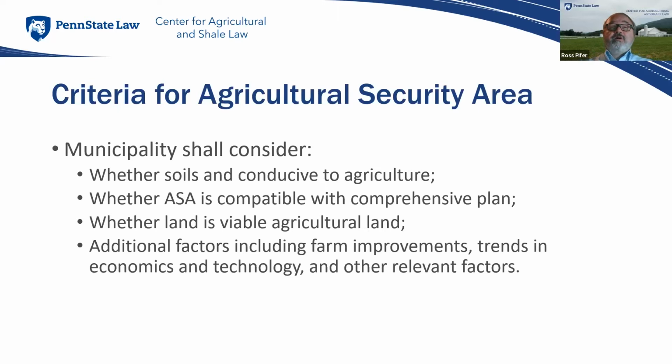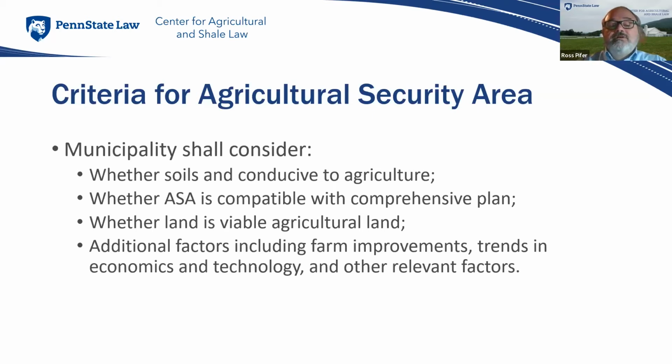So I think sometimes people have a perception that this is one big mass of contiguous land owned by multiple owners that is part of an ag security area, when really you can have scattered parcels within a township that are all part of its ag security area. And in determining whether particular land will be enrolled, these are the criteria.